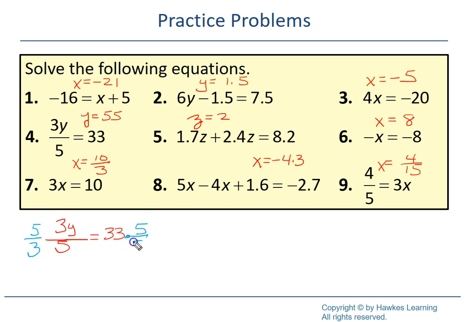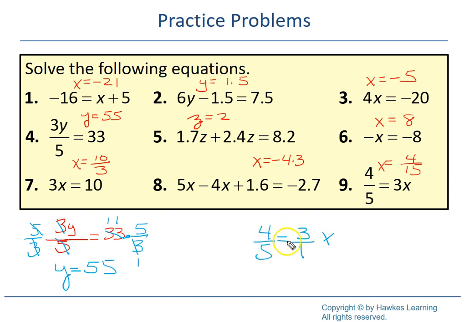So 5/3. Here, these all cancel out, and you end up with Y. Here, the 3 will go into there once, 3 will go into there 11 times. 5 times 11 is 55. And then this one here with the fraction, I think, is good too. So this is 4/5 equals 3 over 1 here.